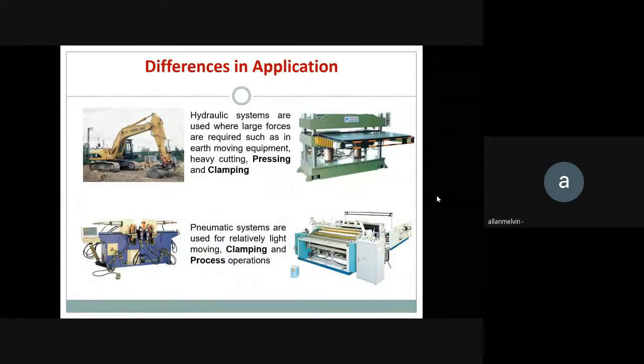Okay, differences in application. You can deal with various ranges of pressures, like pneumatic at 10 bars maximum, and hydraulic can go up to 400 bars. So automatically the application will be different depending on where you want to use it. Hydraulic systems are used where large forces are required, such as in earth moving equipment.